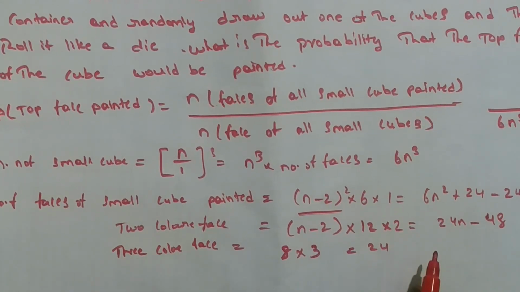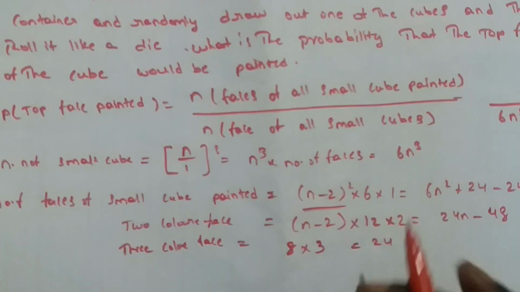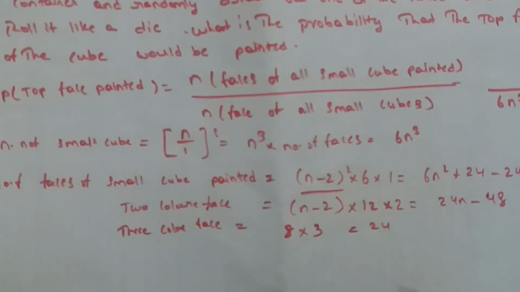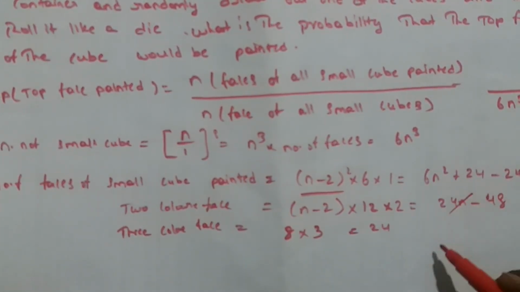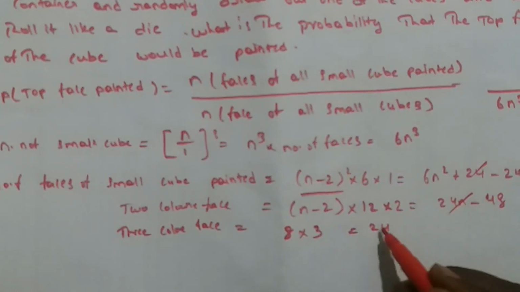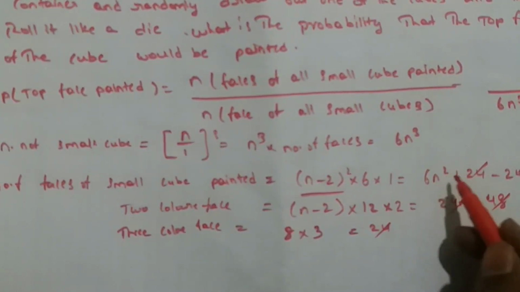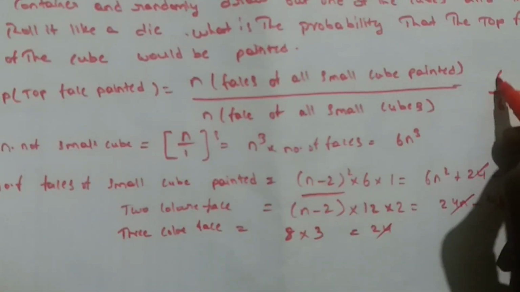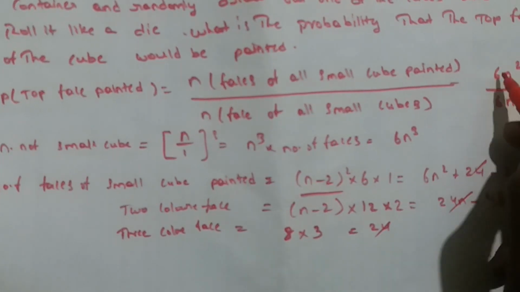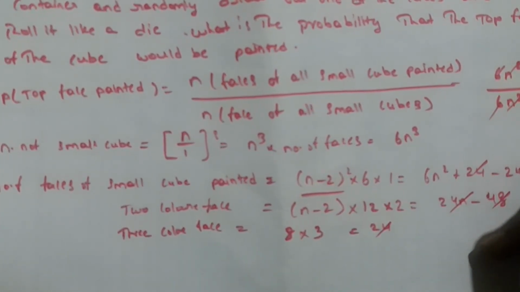Now we will get the probability that the top face of the cube will be painted. The 24n cancels, 24 and 48 combine, and in the end we get 6n square as the number of small cube faces painted. Then 6 cancels and n square cancels, leaving 1 by n.